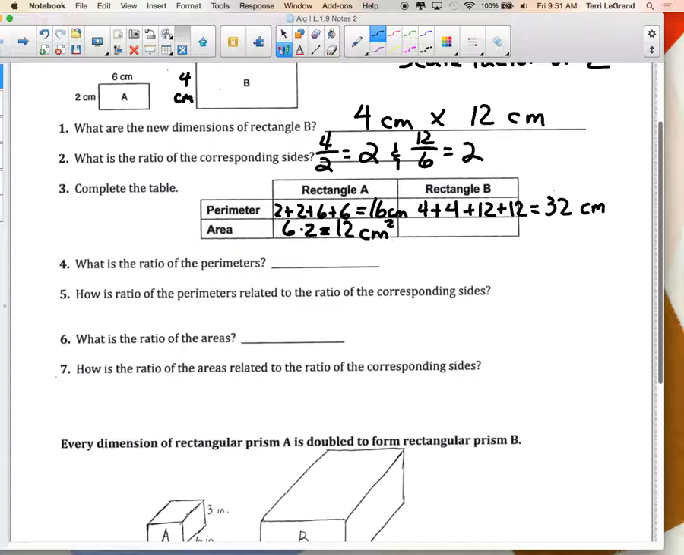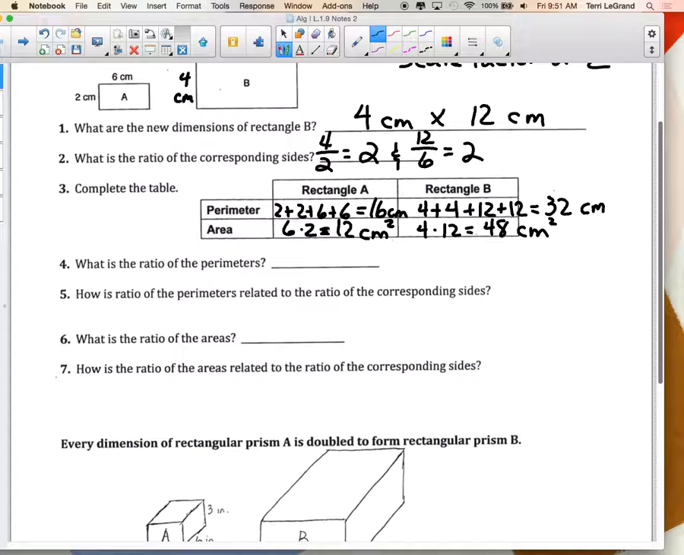Students always struggle with this, being able to label perimeter, area, and volume correctly. Okay, how about rectangle B? How are we going to find its area? 4 times 12. And that is 48 centimeters squared. You're right. Okay.